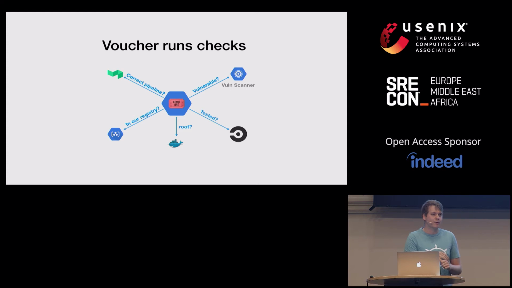We check whether it has been tested by going back to Circle CI and asking it whether the test coverage was high enough. You can also talk to the Docker API and find out whether the container is root or not. And with all those checks, we create one signature for every check.